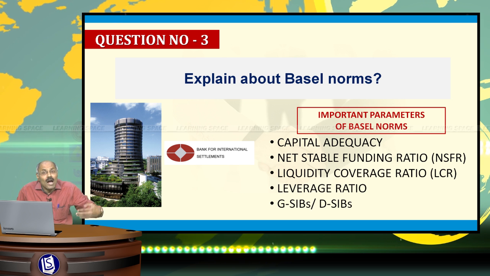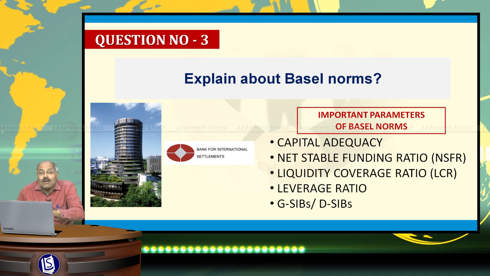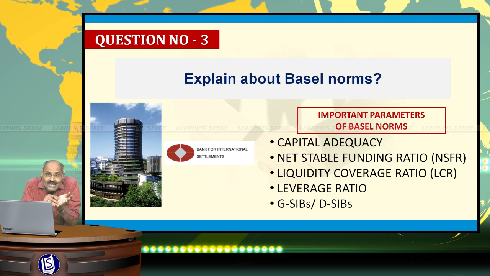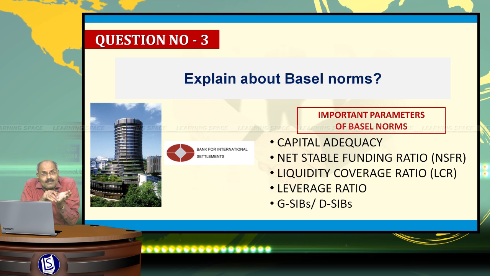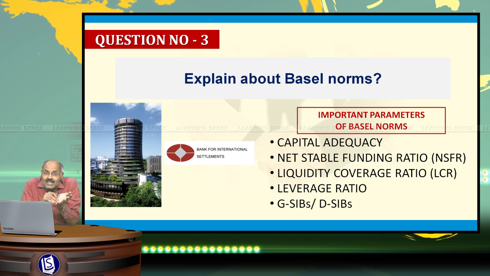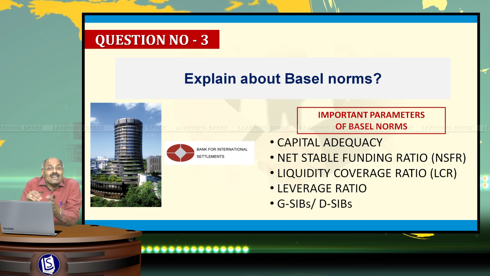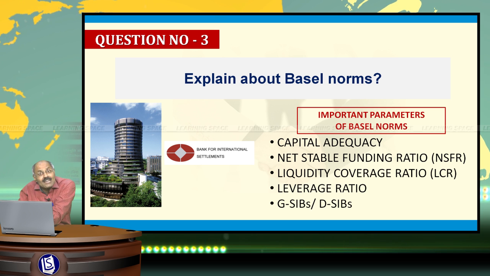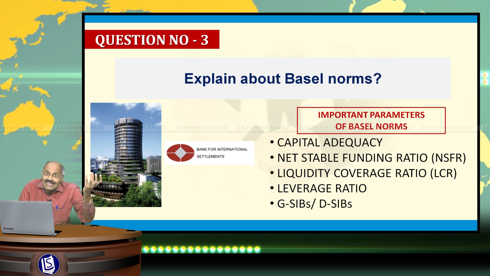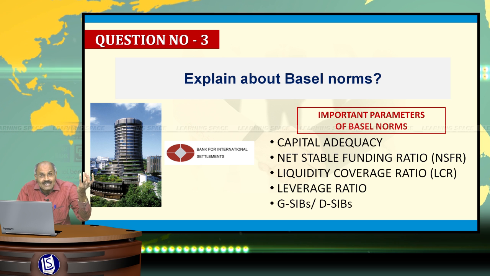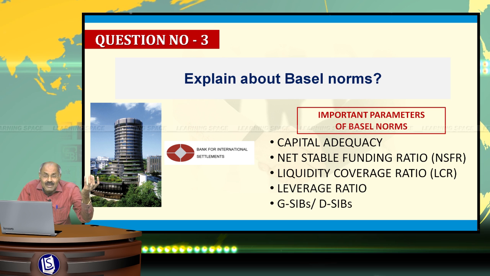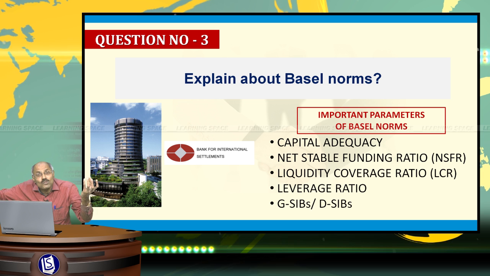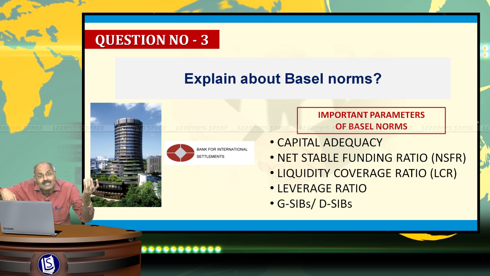And Basel III norms are basically for stability of the banking system. What are the main Basel III norms? First and foremost, banks should maintain sufficient capital adequacy ratio. Capital adequacy ratio means if a bank is giving certain loans, depending on the risks associated with those loans, banks should maintain certain capital adequacy. Certain capital should be available with the banking system so as to take care of failure of the loans, depending on the risk associated with the loans.